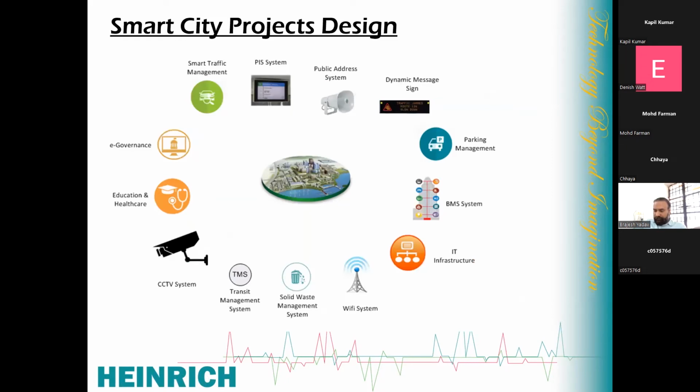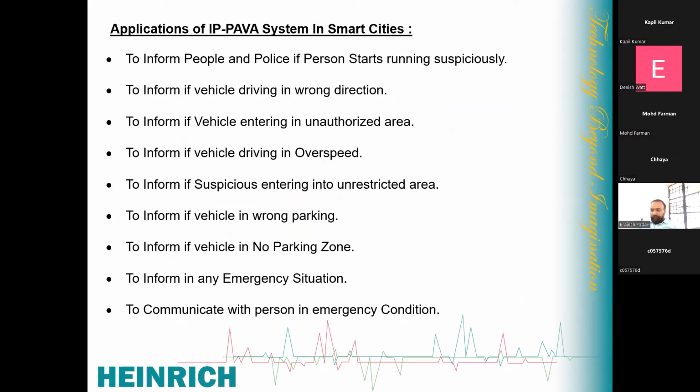Now in smart cities, we are seeing many smart cities coming, and we already have the solution for the PAVA system. What kind of solution do we have to give in smart cities for PAVA system? The application of PAVA system in smart cities is to inform the people and police if any kind of incident is there. You can announce at each and every location from a central command center.